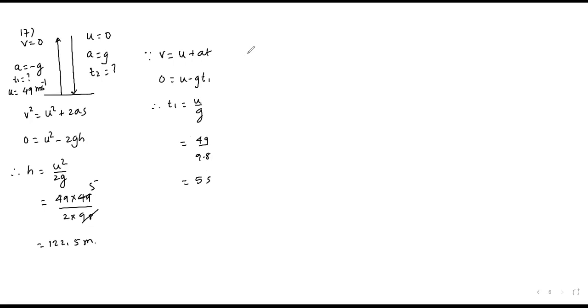Now look at the second part. What will it be for the second part? Since we have v is equal to u plus at, I can go by another method also. Now since t1 is equal to t2, how much will t2 be? The same as t1, that is 5 seconds. So now the total time of flight will be capital T is equal to t1 plus t2. t1 is how much? 5 plus 5, which is equal to 10.